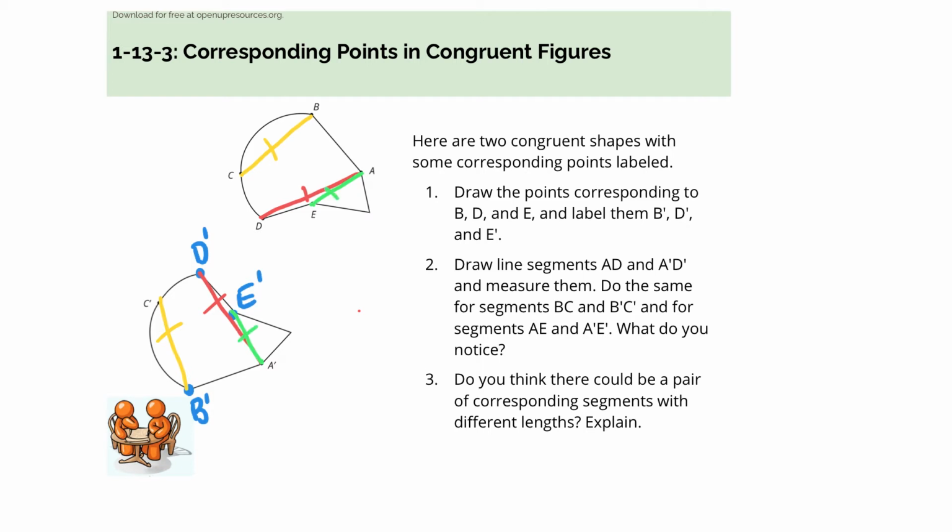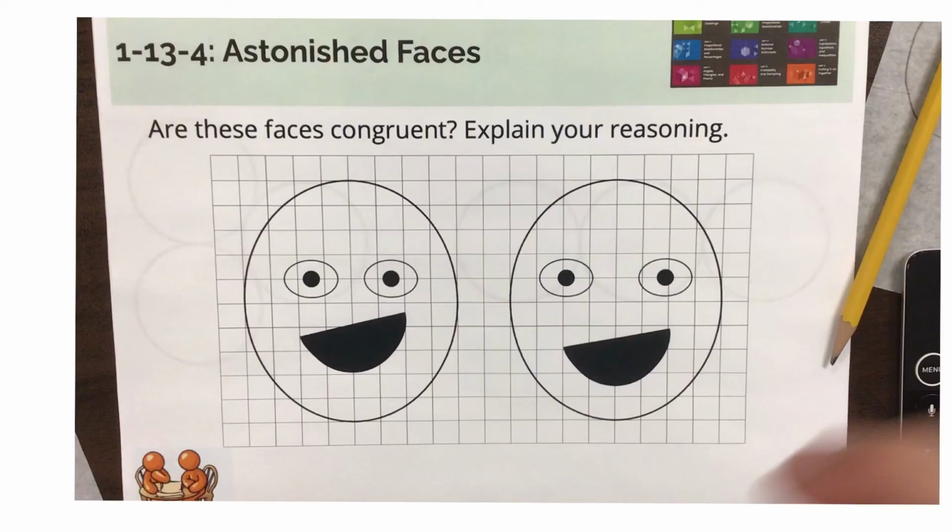In question number 3, it's asking you if you think there could be a pair of corresponding segments that would be different lengths. As we've studied over this unit, you can see that these are rigid transformations, which means that no, there would be no segments that were not congruent. This lesson concludes that rigid transformations do not change the distances between points. Therefore, these are all congruent segments in congruent figures.